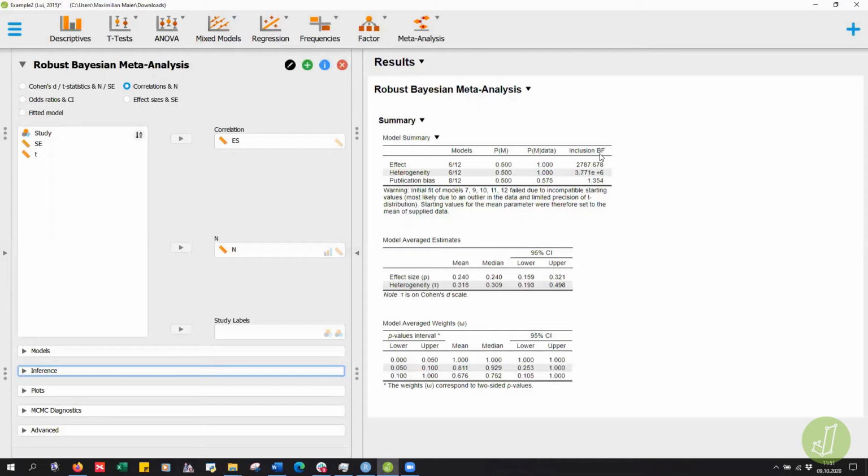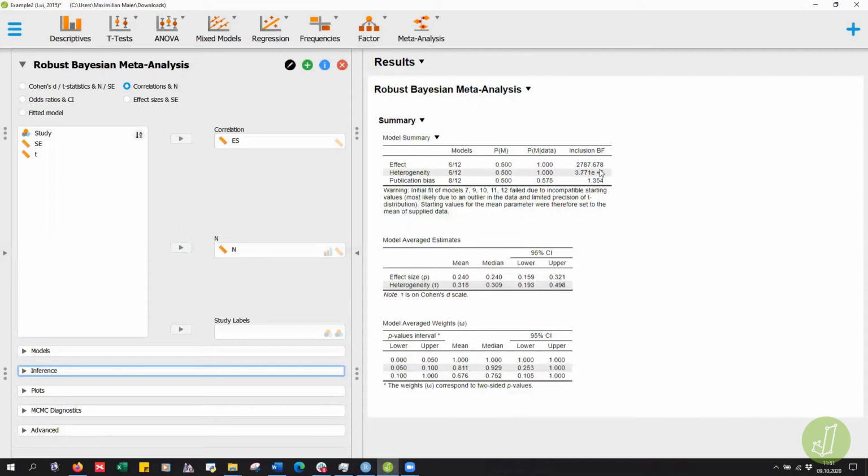Regarding the inclusion Bayes factor, the inclusion Bayes factor is a continuous measure for the strength of evidence for models, and basically the inclusion Bayes factor for an effect is 2787.678, which is very high.